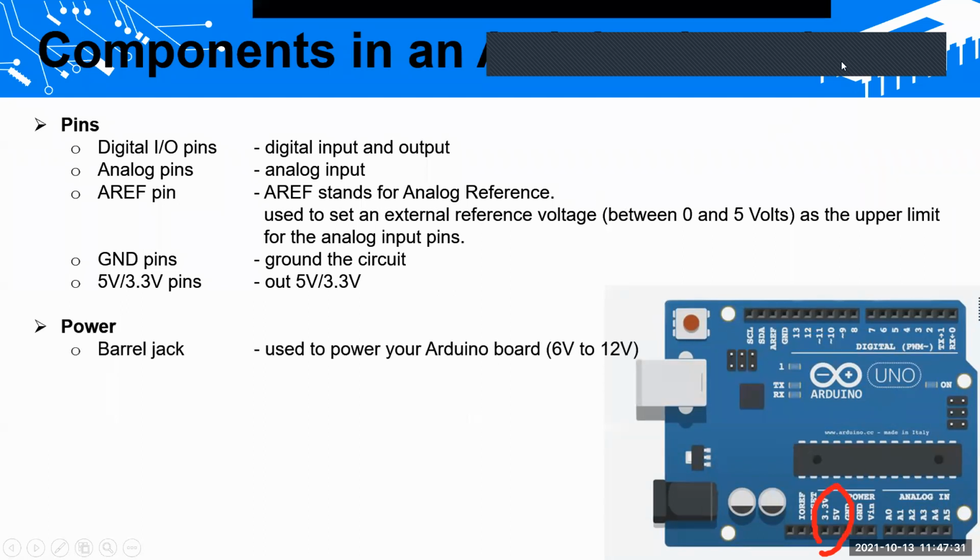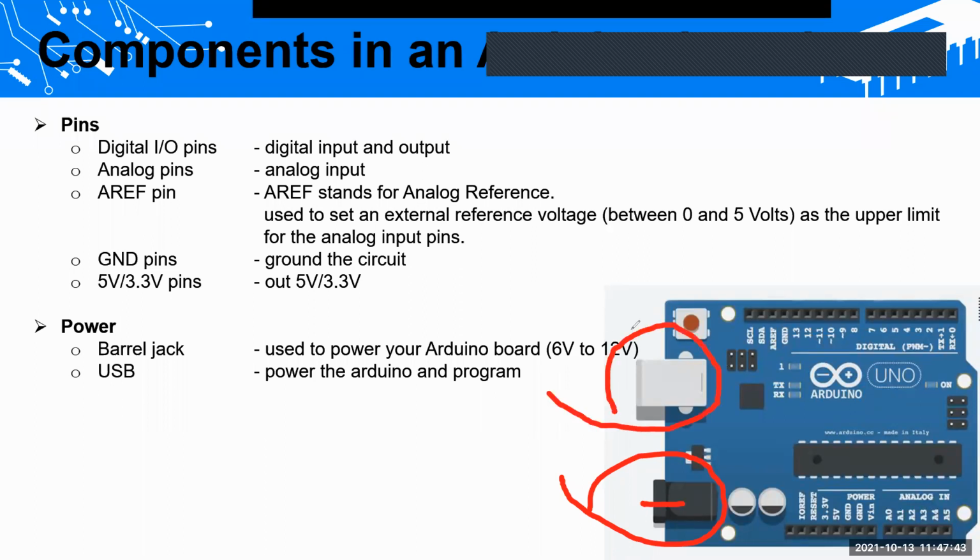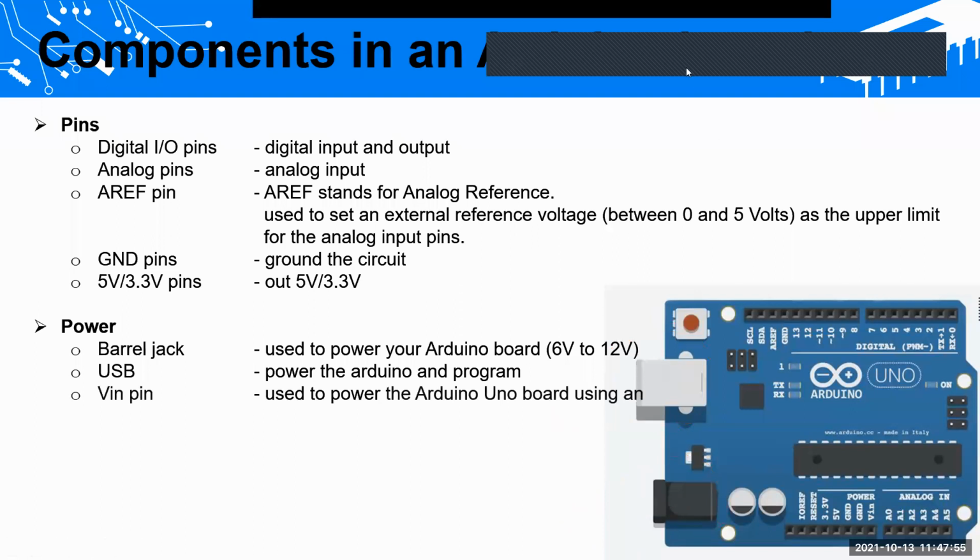Then we have the powering up mechanisms. You can put a jack into this place and give the power source directly. You can use this USB port, by which you can either program the Arduino board or power it up. Then you can use this Vin pin as well. The Vin pin is here. You can give some 5 voltage or something and ground the Arduino board, then it will power up. If the voltage is higher, it will be regulated by the voltage regulator.